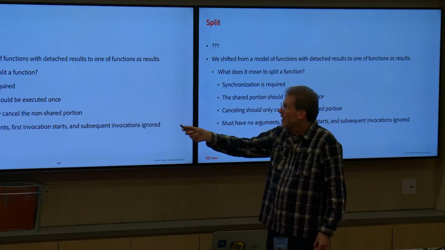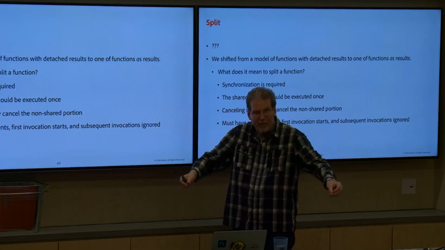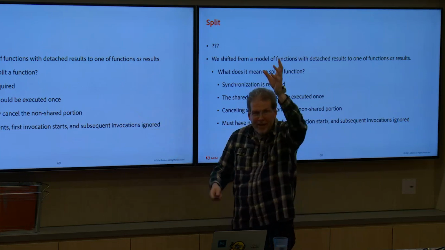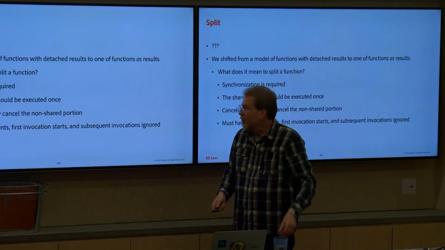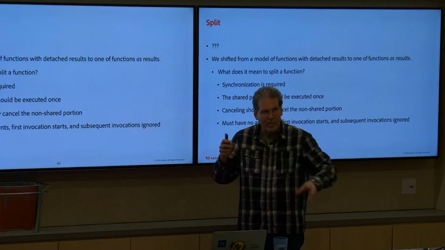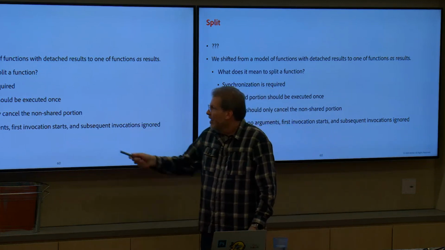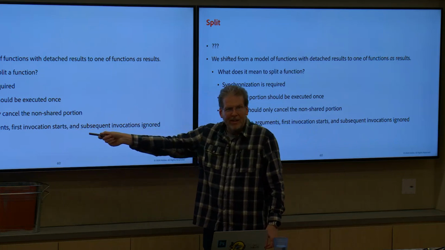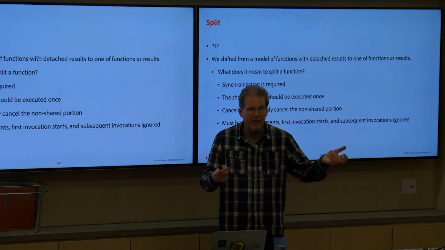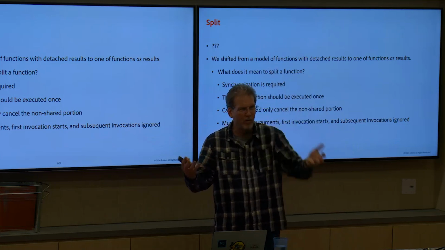So what does it mean to split? Well, synchronization is required, because we have two paths with one common root of computation. The shared portion should only be executed once. That probably means that canceling should only cancel the non-shared portion, right? We don't want a broken cancel. And I can't see a way for this to have any arguments, because I can't start one fork with 42 and another fork with 5 and only execute the shared portion once.